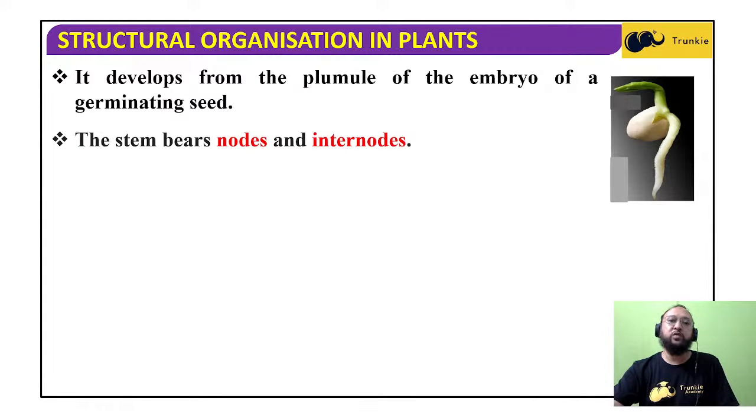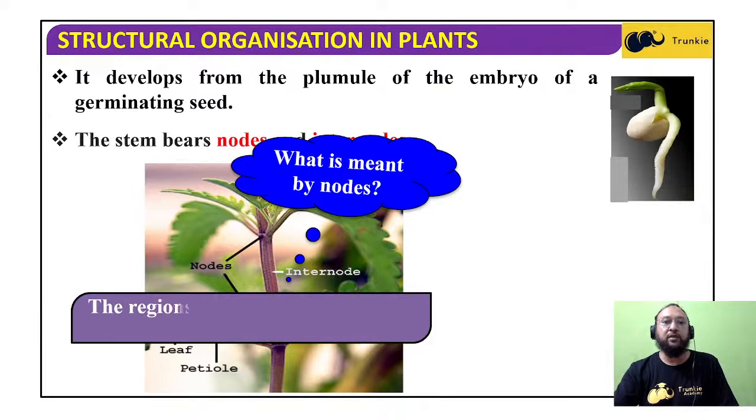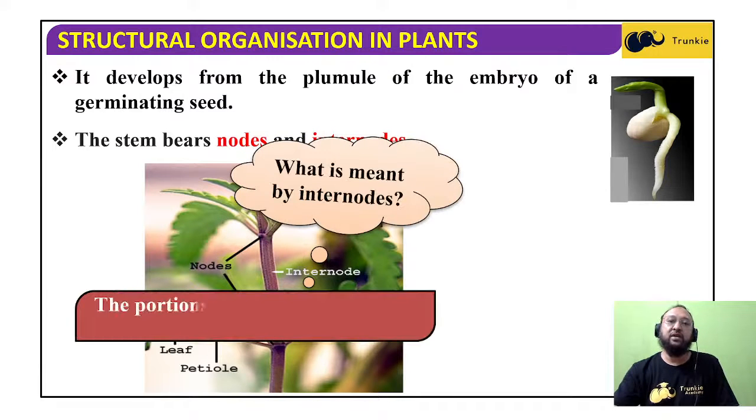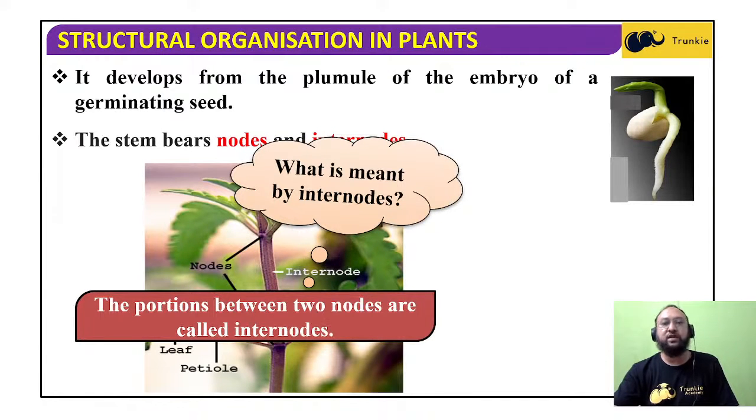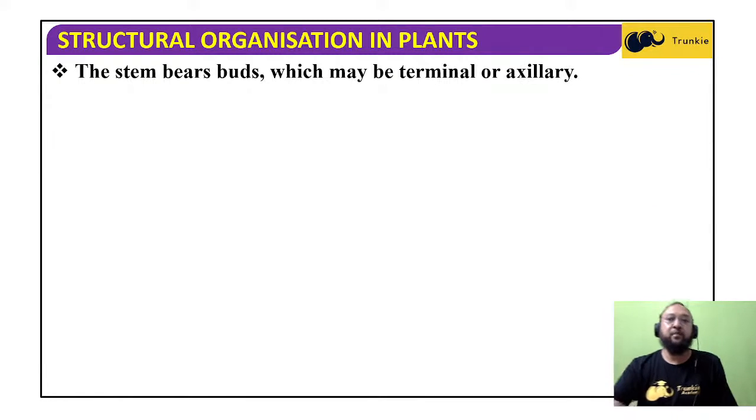The stem bears nodes and internodes, okay. The nodes are where the leaves are formed, and the region between each node is called internode, okay. So what is meant by nodes? The regions of the stem where leaves are born are called nodes, okay. And what is internode? The portion between two nodes is called internode. Very simple. Now the stem bears buds, which may be terminal or axillary.